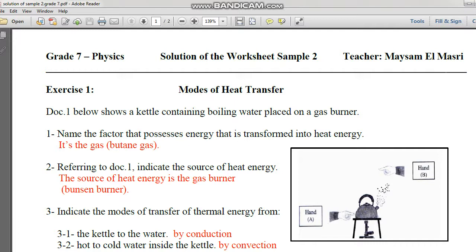Referring to document 1, part 2: indicate the source of heat energy. What is the source of the heat energy? Where does the heat come from? It comes from the Bunsen burner or the gas burner. So the source of heat energy is the gas burner, or you can say the Bunsen burner.